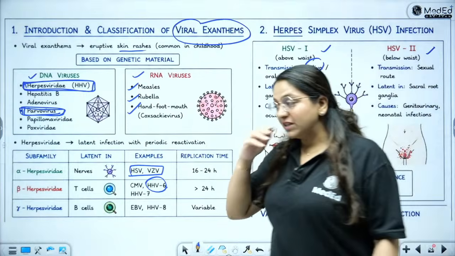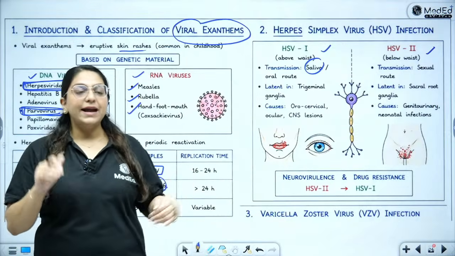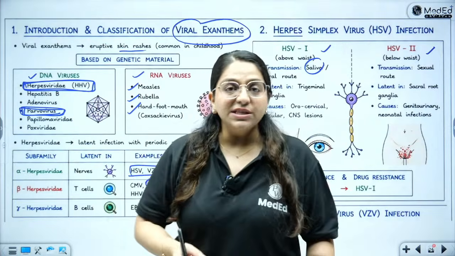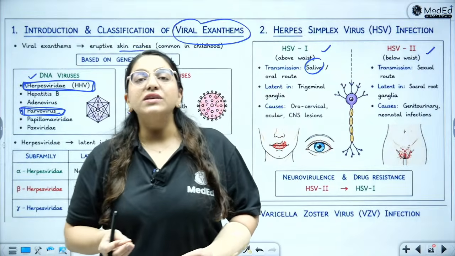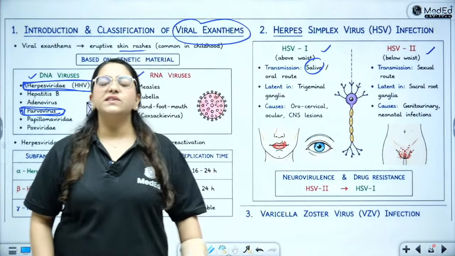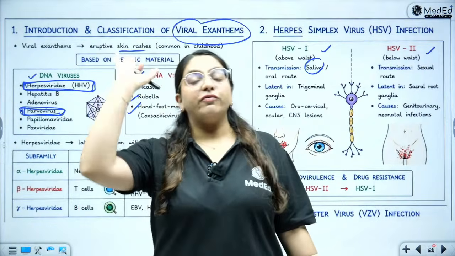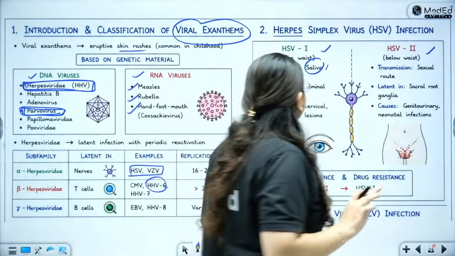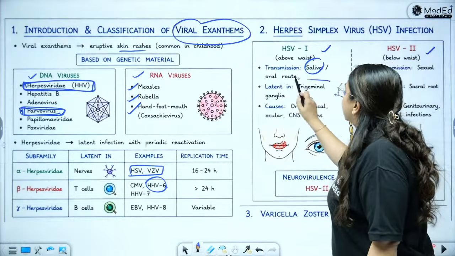So what is the feature of these herpesviridae family? That they cause eruptions in the skin, and after that they ride on your nerves and they go and sit latent in one of the ganglia. The HSV1 which happens above the waist is transmitted through the salivary route, goes and lives in your trigeminal ganglion. Whereas HSV2 which is below the waist goes and lives in the sacral ganglion. These are the places where they're going to go and sleep off. That is latency. They will sleep off for many years.